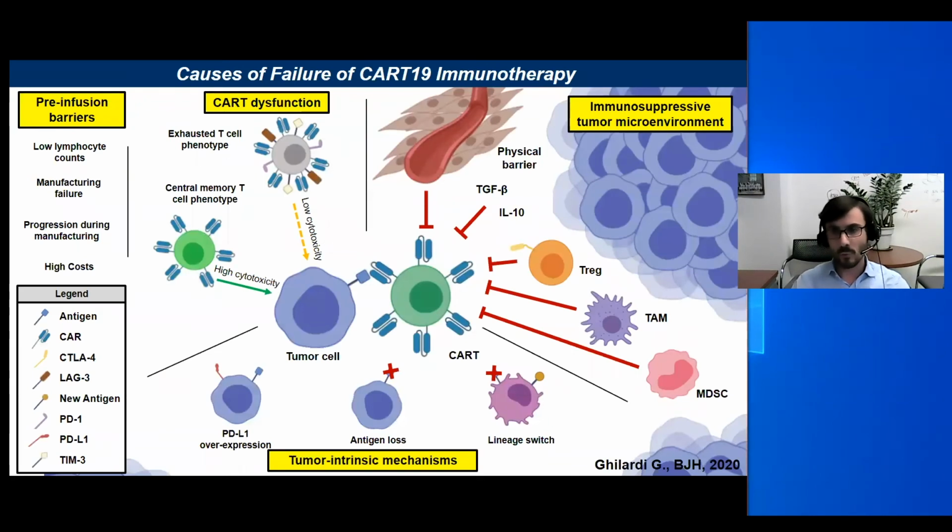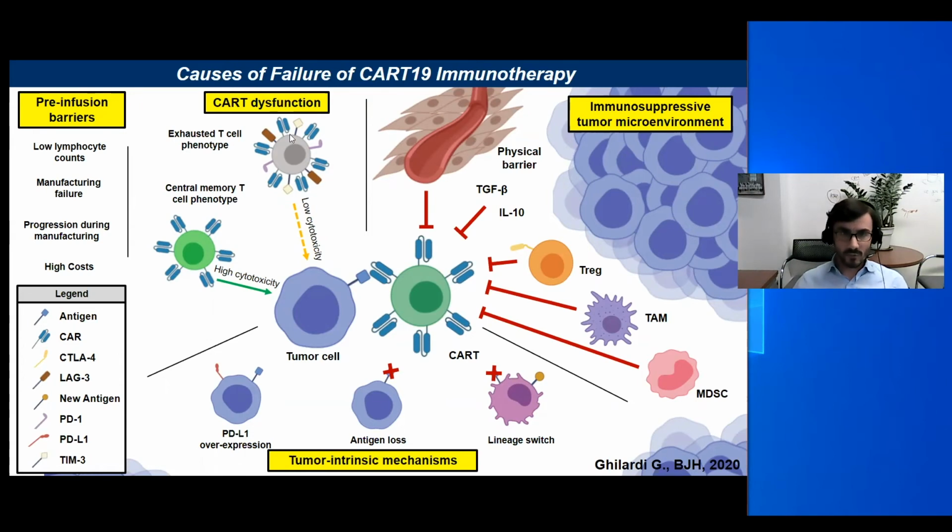This is from a review paper that Guido Ghilardi in my lab recently published, where we were trying to summarize what are the main mechanisms that lead to failure of CAR-T cell immunotherapy, especially in the setting of lymphoma. And there are many different mechanisms, including pre-infusion barriers that you can see listed here that would reduce our capacity to manufacture a product or to use a product.